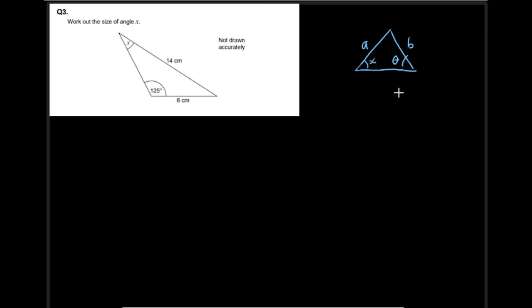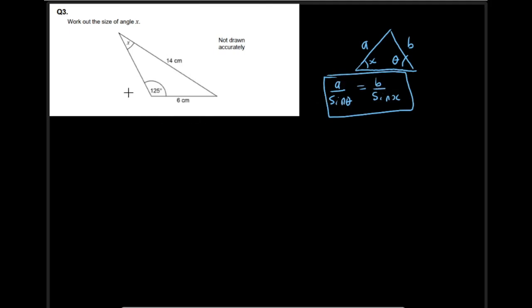X. According to our sine rule, if you take a side, you need to take the angle opposite that side. So we have A all over, what's the angle opposite side A? Theta. So we have A over sine theta equals, we take this other side B, what's the angle opposite it? We have X. So we have B over sine X. So this is our sine rule.